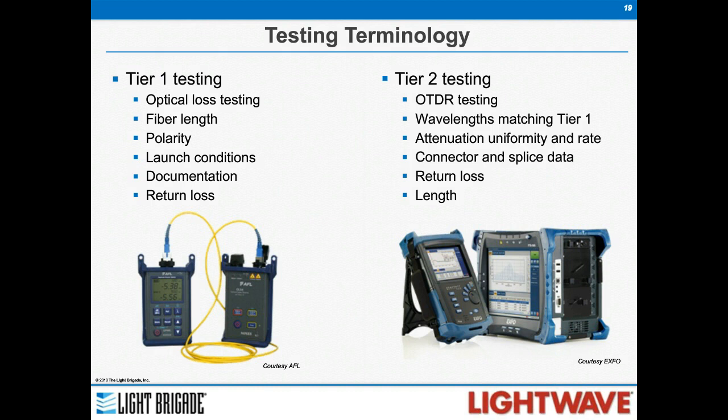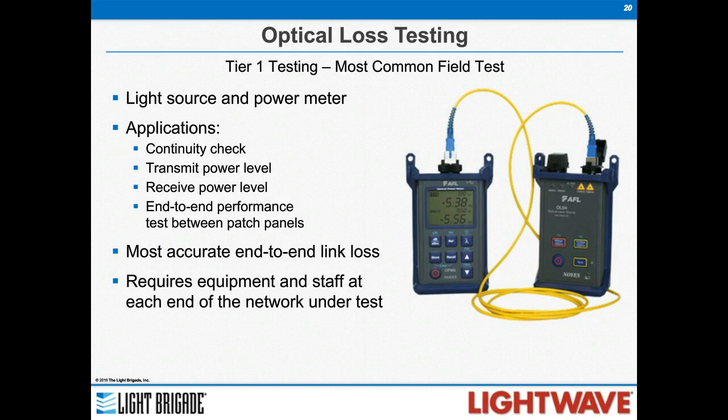So for loss testing, you have a light source and a power meter. We'll use those to do a continuity check, because if you don't get light out the other end, you know something's broken. You can use them to check your transmit power level, your receive power level, and then they're always used to test end-to-end performance, loss from point A to point B. This is the most accurate way to test your network. This is the most accurate representation of the loss between 2 points. We'll talk about the equipment in a second, but you need a staff member at each end to do this testing.